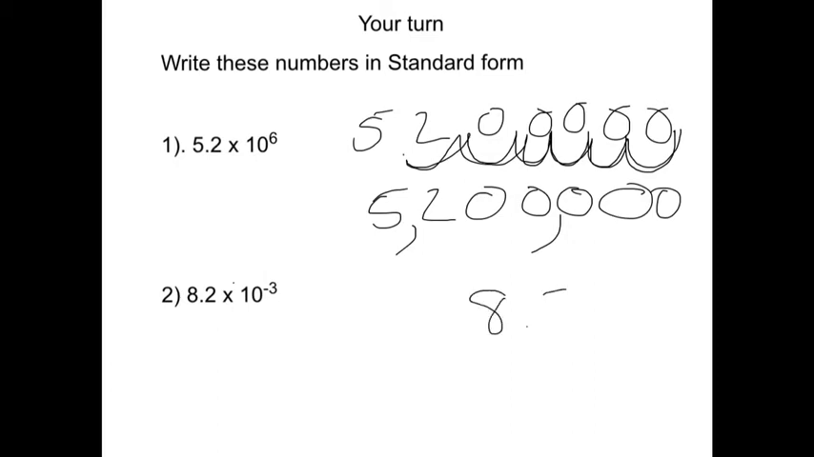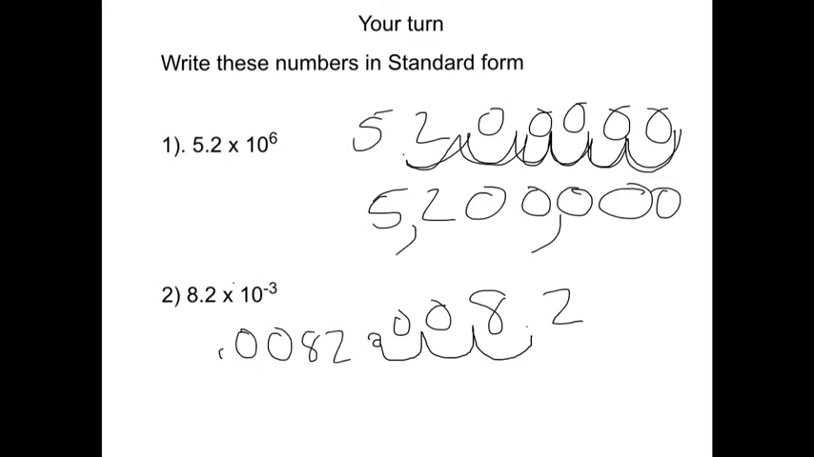Again, I write 8.2. I know it's to the negative third, so I'm going left this time. 1, 2, 3 spaces. I fill in my zeros, and I rewrite my number so it doesn't look like I have 2 decimal points. If you got these, then you know how to go from scientific notation to standard form.